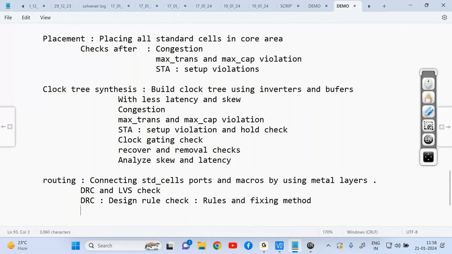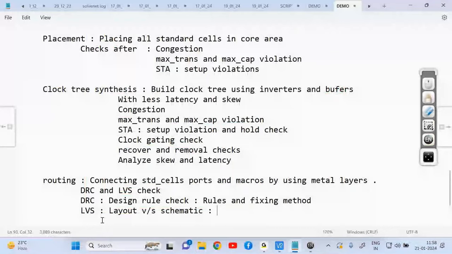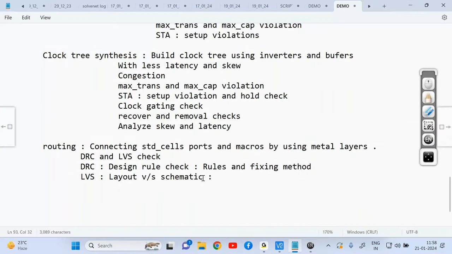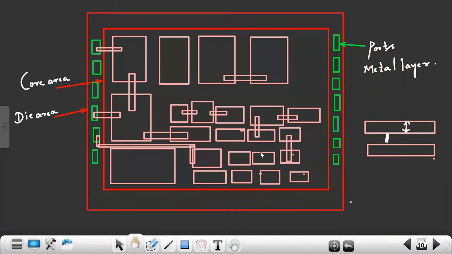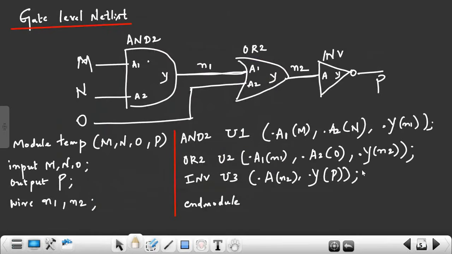Next is LVS. What is LVS? Layout versus schematic. What will we do here? See, layout means this physical design is your layout. This is a layout. What is schematic here? Schematic is netlist. Here we don't have RTL, but the netlist. The routed, this stage netlist. See, I can obtain the netlist of this stage. A tool can get it. The netlist. Netlist means netlist has what? Netlist has cells and its connections, right? This cells and its connections the netlist is having.